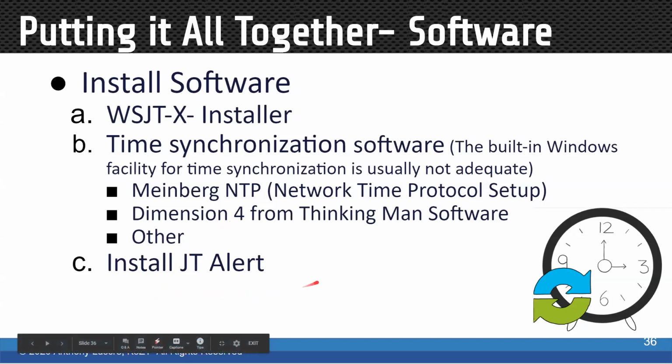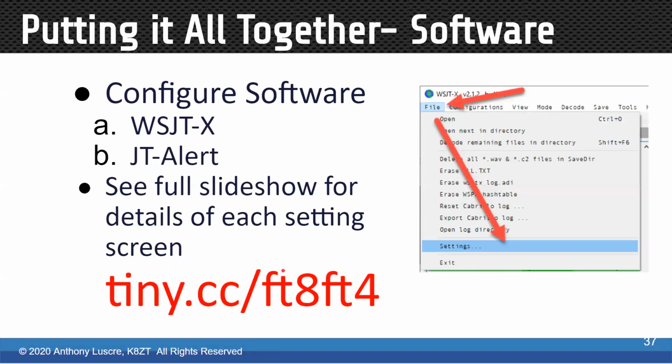You also need to install JTAlert if you want to use any of the helper programs. After you've installed everything, the last thing you need to do is configure the WSJT-X software. In the full version of my presentation, I have a screen-by-screen walkthrough showing you how to set each of the setup screens.